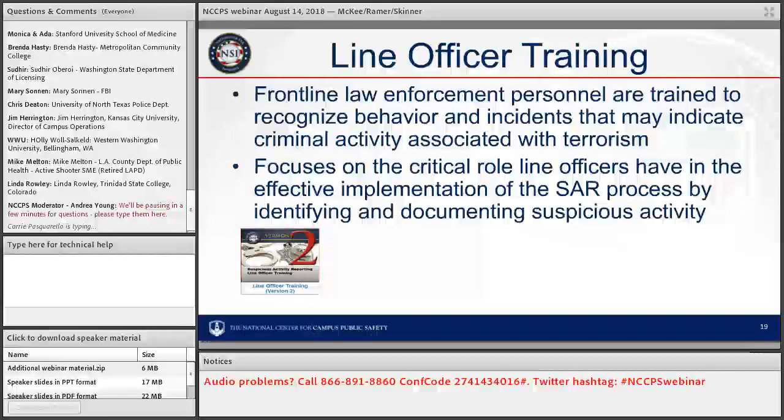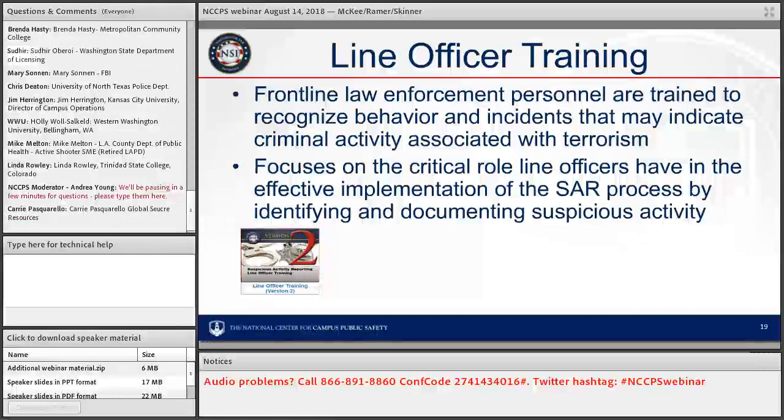Okay, the one that's really important today for us, I hope, is the line officer training. We really encourage everybody on this call to both look at that and get all of your colleagues to look at it also, because it does a real good job of very briefly describing those 16 behaviors and describing the two-step process and what needs to be done with that.